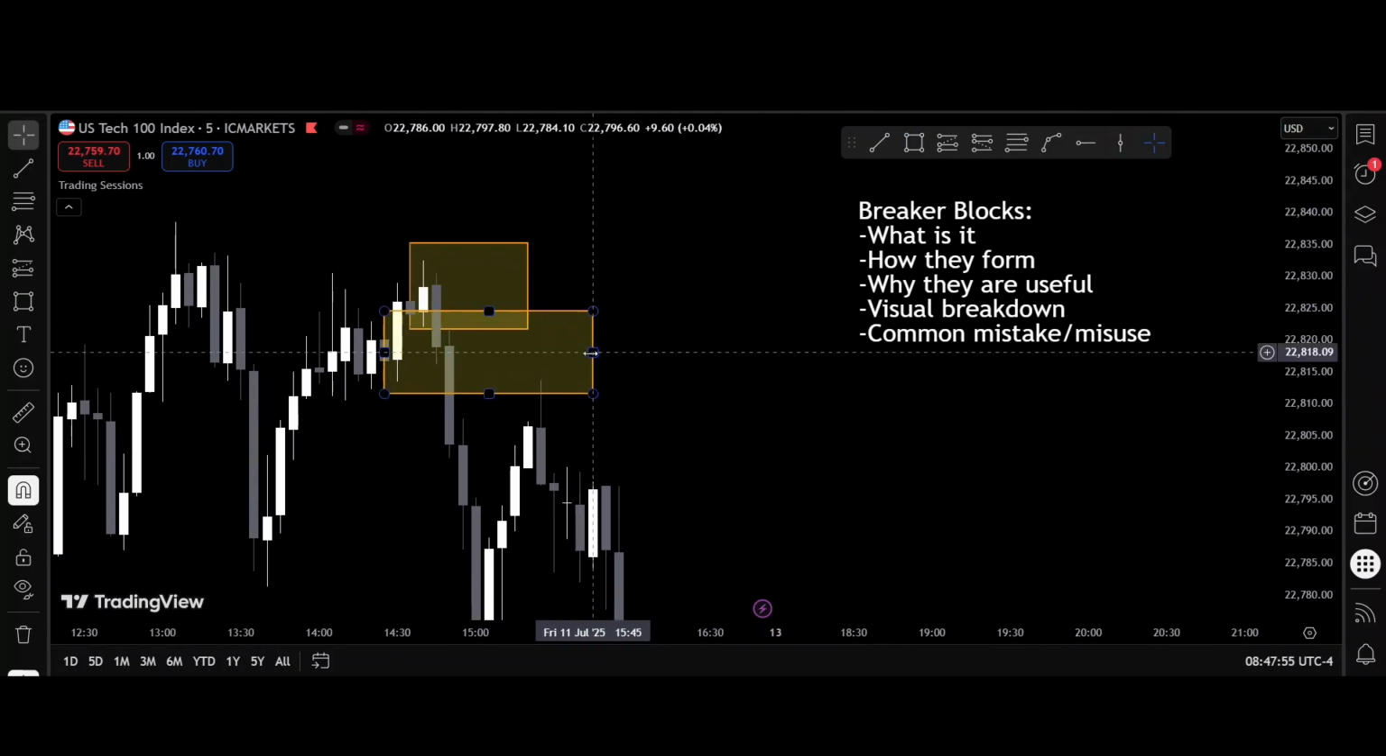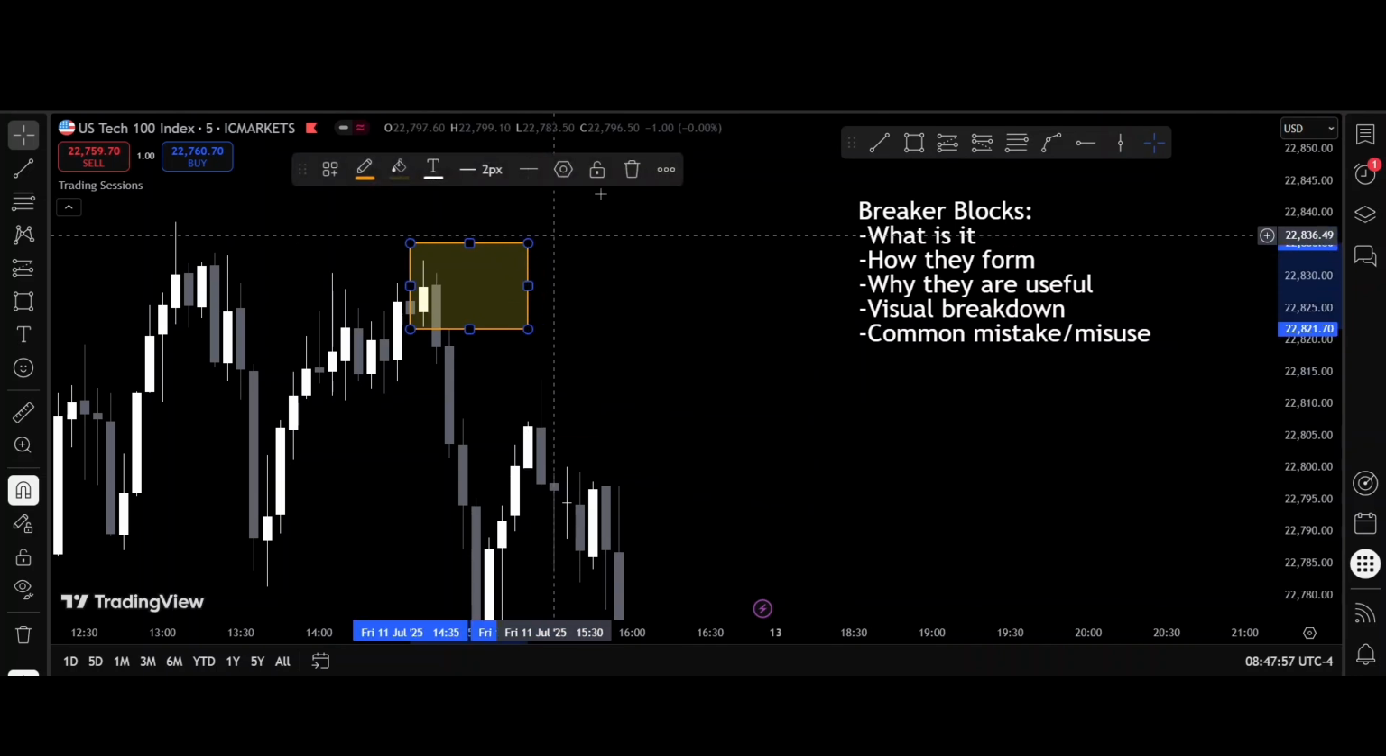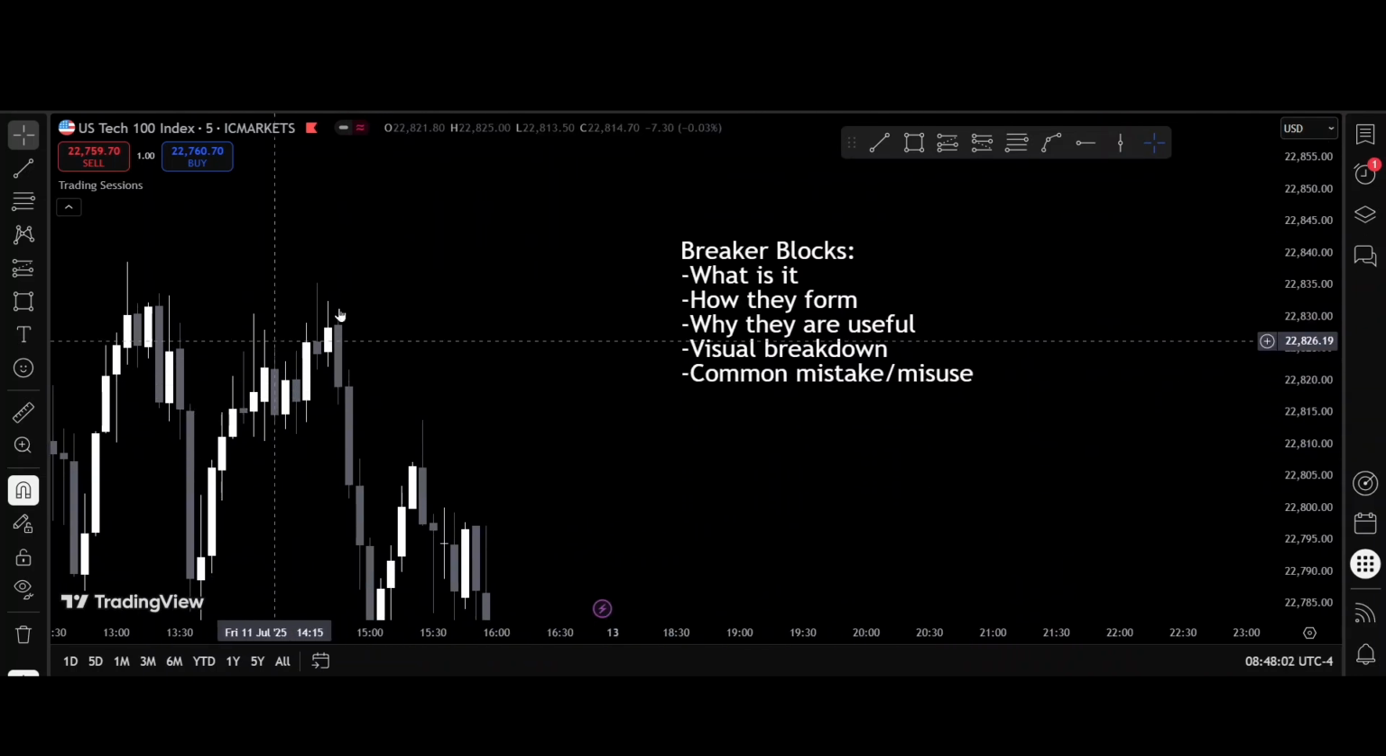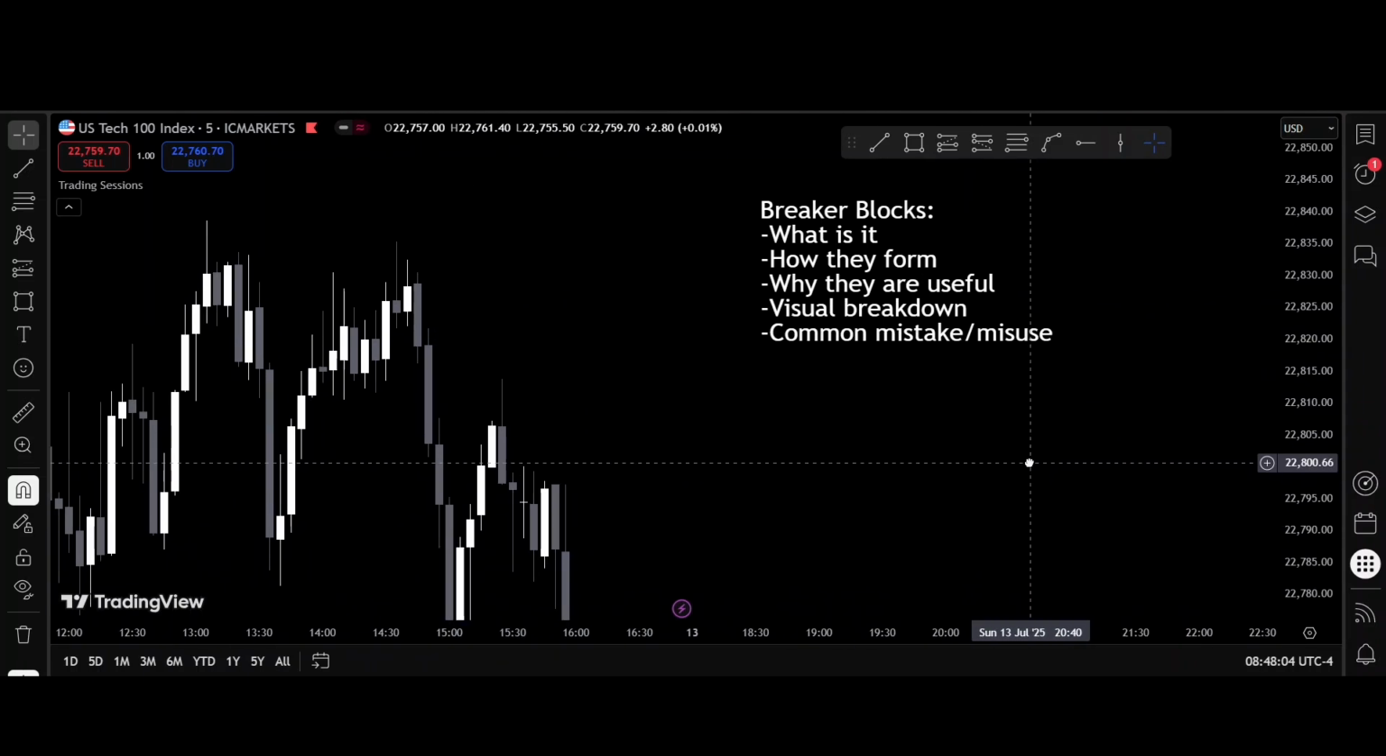This gives you more opportunities to take a trade, but we don't want to be taking every trade of the breaker block or the order block we see.